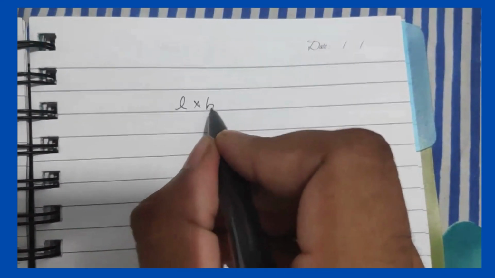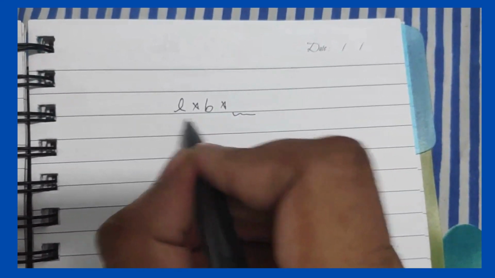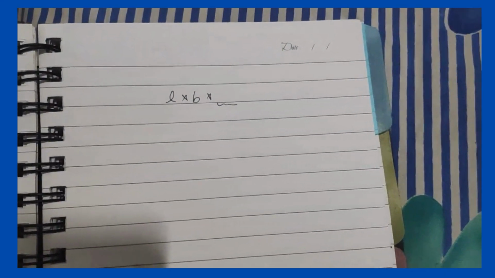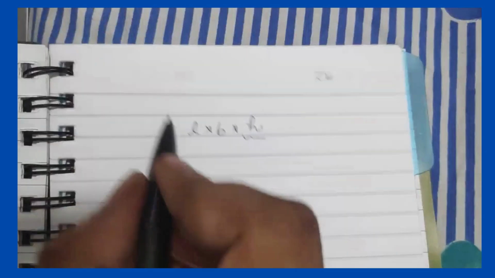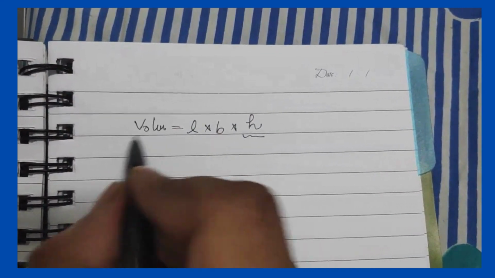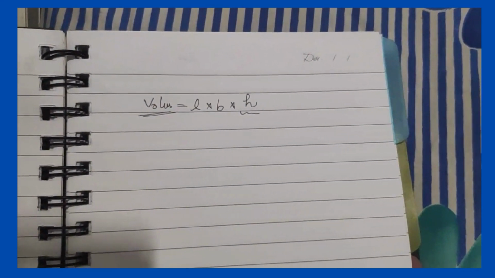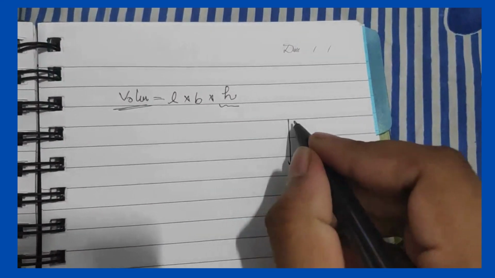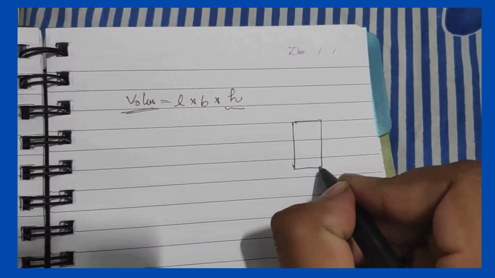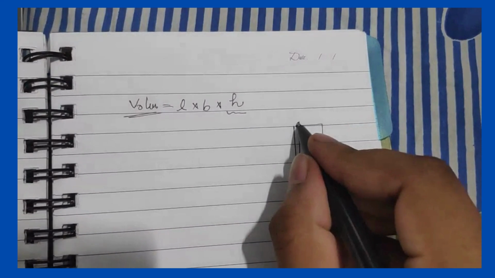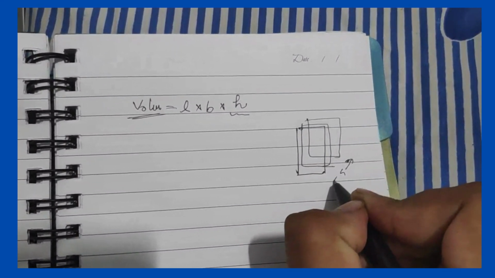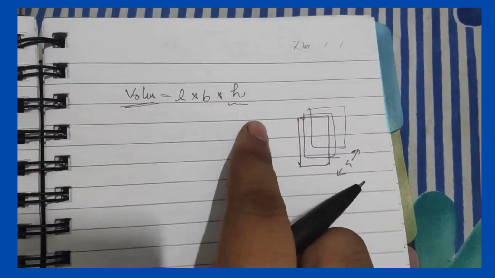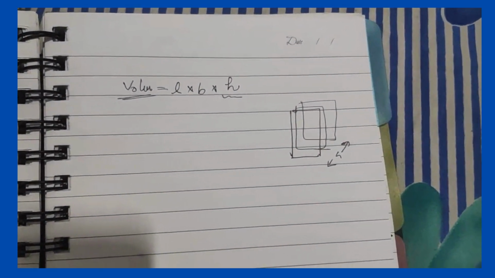Now I have an area L into B. I kept on adding L into B again and again, keeping one over another till the height H, right? Then I got the volume. So this is how this happens. If I keep L into B, this is some rectangle area, and keep another upon it, till how much height? Till H height. So it makes the volume L into B into H. So this is how the formula of volume comes.